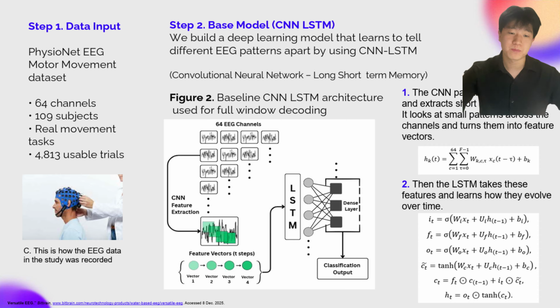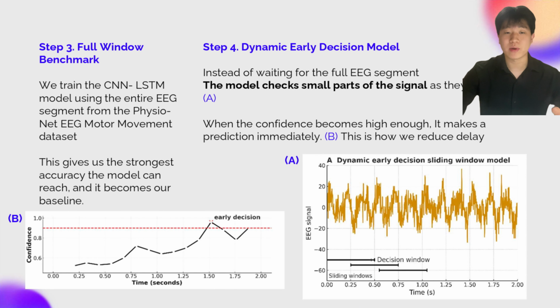After repeated processing, the model learns to distinguish rest from the exact movement that we want to know. Now, in step 3, the full window benchmark, the baseline model we just created waits for an entire 2-second EEG signal before making a decision. This gives the highest accuracy, but the slowest response at the same time. Please remember that this benchmark testing was done to allow us to fairly compare performance later on.